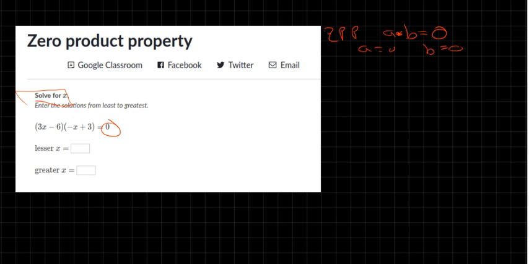So 3x minus 6 equals 0 or negative x plus 3 equals 0. So I can add 6 to both sides. I'll get 3x equals 6 and x equals 2, or negative x equals negative 3 and x equals 3. So my lesser x is 2 and my greater x is 3.